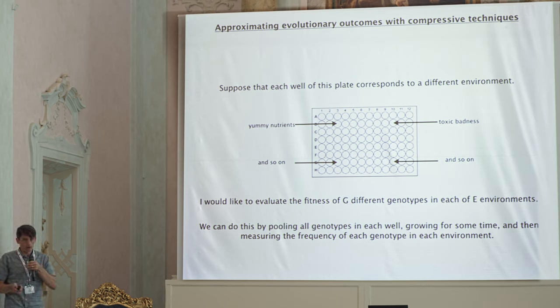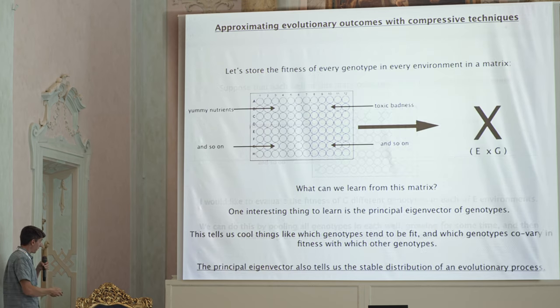The same sort of mathematics could be used to study evolutionary processes. I don't actually have this one going on in the lab yet, but this is just a toy example of how one might use the same ideas. Suppose that I was interested in evaluating some large number of genotypes in a large number of selective environments. This is interesting for many different problems, including for understanding tumor biology. One way that I might do that is to separately create each different selective environment and just go directly measure the fitness of every genome in every environment.